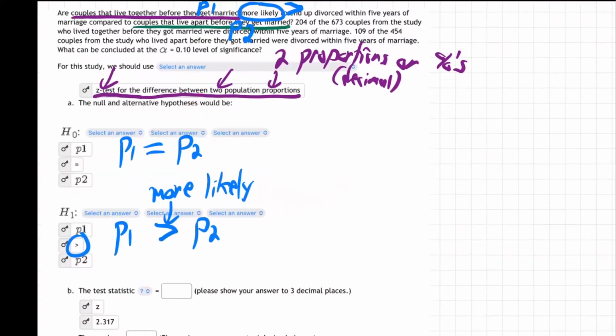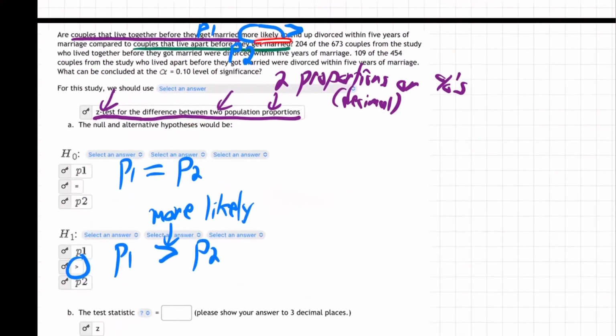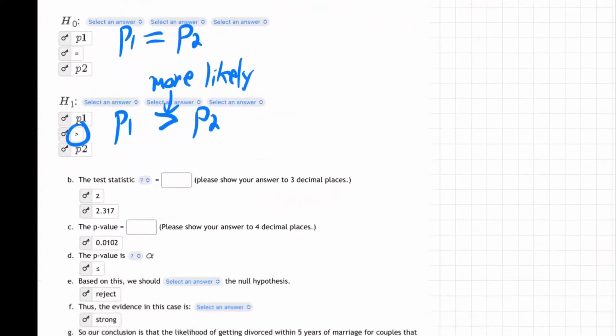So this one says more likely. Are the couples that live together more likely to end up divorced? Greater. Okay. Now we go to the calculator. We're going to get the test statistic and p-value. There's the answers already. Let's go.